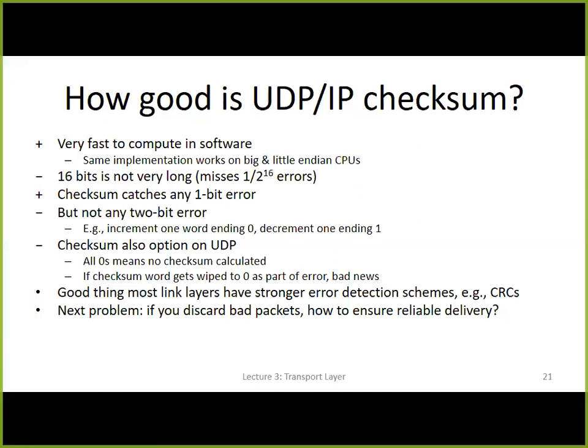A nice thing is that the checksum, so the plus is a good thing. The minus is bad. A plus is that a checksum can actually catch any 1-bit error. Downside, it won't catch all 2-bit errors. So if, for example, you increment one word that ends in 0 and you decrement one ending in 1, the 2-bit errors, you won't catch that.